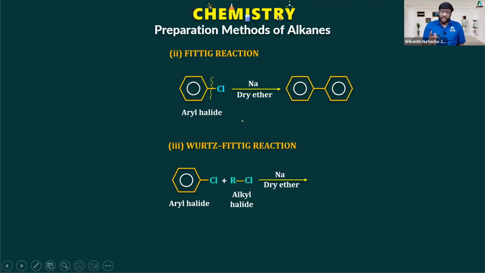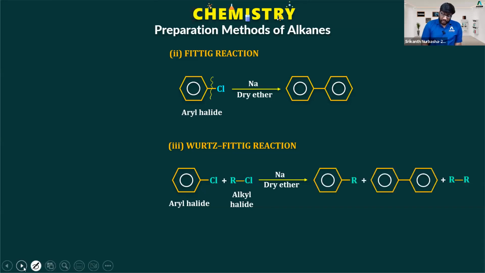Wurtz reaction means you have to take RX, RX. Fittig reaction means you have to take aryl halide. Wurtz-Fittig reaction means you have to take one alkyl halide and one aryl halide. You will get a mixture of products. Out of that mixture, which is major? You can say this is going to be major, because this alkyl radical and aryl radical are going to react first, and the side products are also obtained.